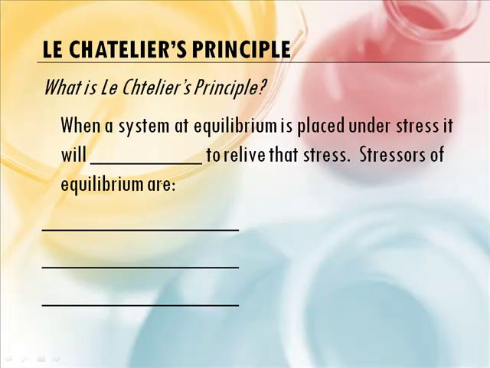All right, last thing in Chapter 13 as we discuss equilibrium, we want to think of this more from a conceptual perspective. We're going to talk about what's called Le Chatelier's principle. What is Le Chatelier's principle? Well, when a system at equilibrium is placed under stress, it will shift to relieve that stress. What kind of stress can you apply? Well, you can apply a temperature shift, a pressure shift, or a concentration shift.